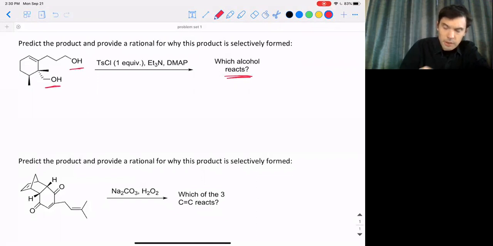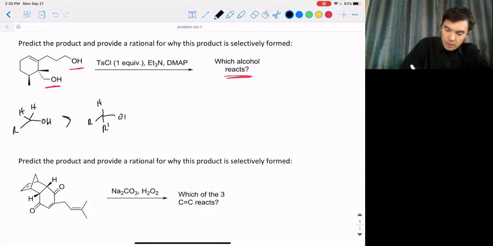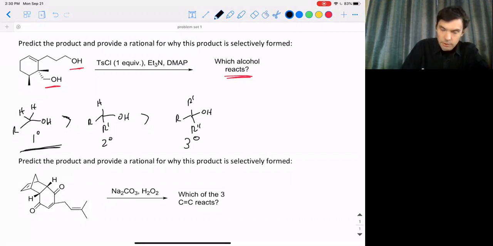So the first question here has to do with which alcohol reacts, and we'll notice that the starting material is a diol. It has two different alcohols. Now, some of you may remember from other work that in general, primary alcohols with two H's are generally more reactive than secondary alcohols, where R and R prime are just representing carbon groups that extend the chain. And so this would be a primary alcohol, secondary alcohol, and then we can have a tertiary alcohol where all of the groups are substituted.